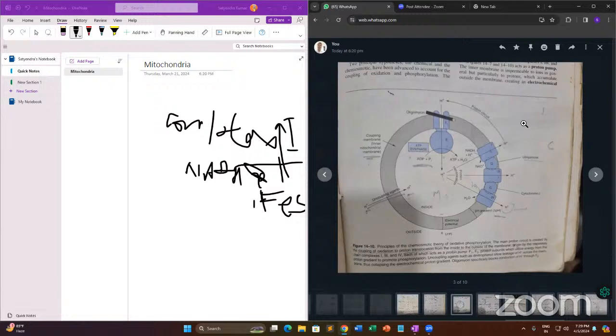It was Lipmann who proposed the structure of ATP, and he was also awarded the Nobel Prize. He also gave the symbol for the high energy rich bond. I will discuss it later.